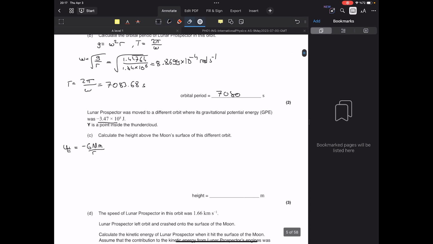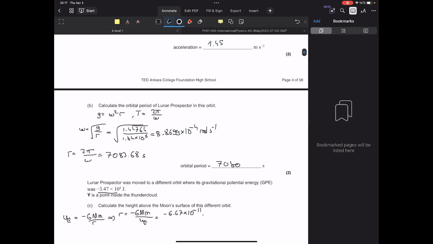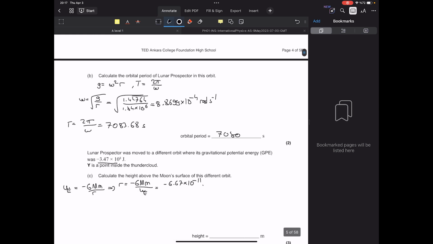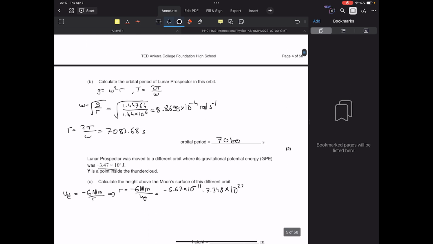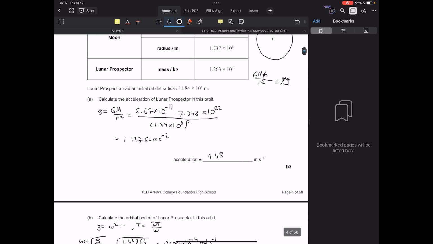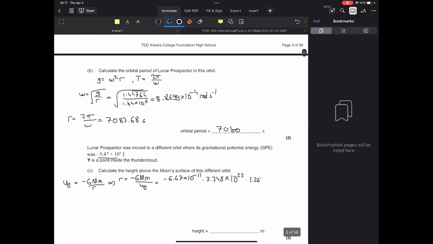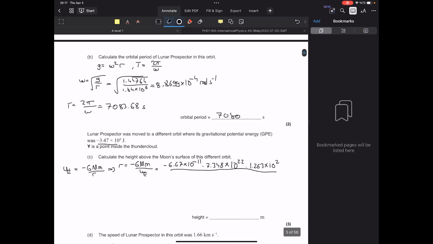All right, to find the radius from this, we can just say that r is negative GMm over U_E, which is going to be negative 6.67 times 10 to the negative 11 times the mass of the Moon, which is 7.34 times 10 to the 22, times 1.263 times 10 to the 2, divided by U_E, which is negative 3.47 times 10 to the 8.